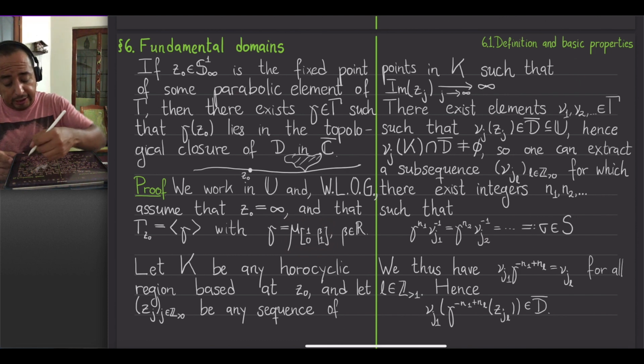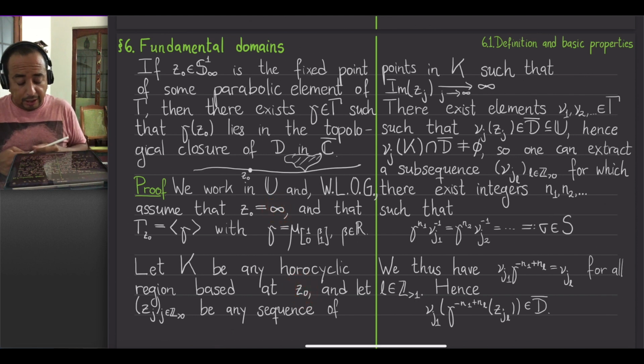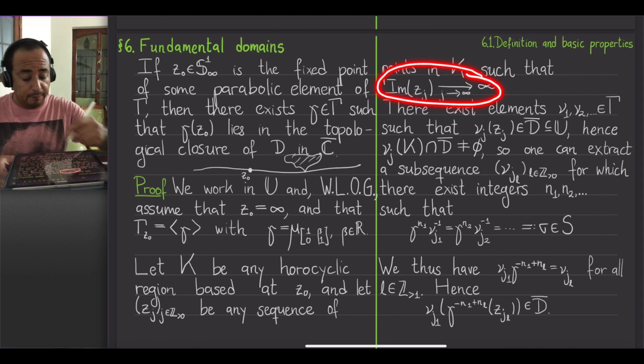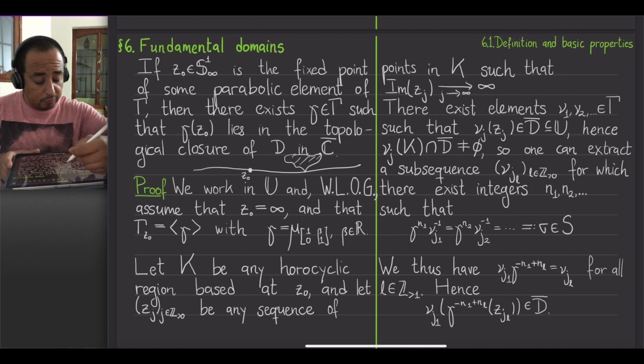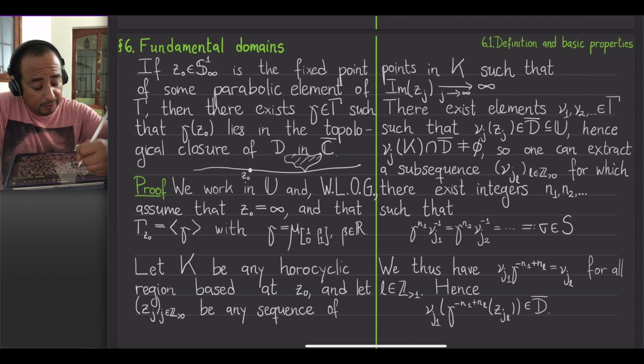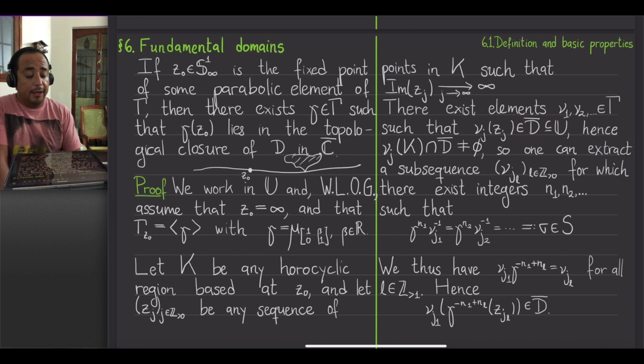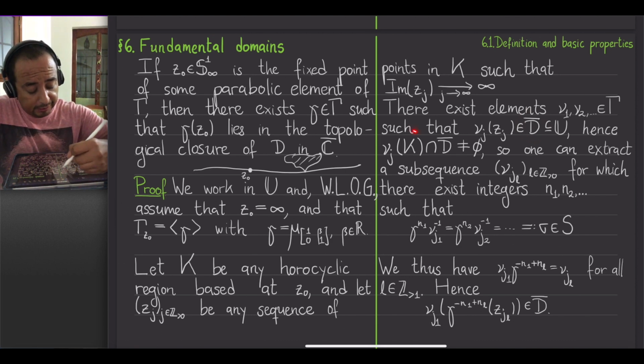Okay, now take any horocyclic region based at Z0, which is infinity. Okay, and take any sequence of elements of K tending to infinity. So their imaginary parts go to infinity. Okay, so something we know, since D is a fundamental domain, is that there exist elements of the group that move these points inside D bar. And so what we obtain is that this intersection then is not empty, right? Because all of these lie in this intersection.